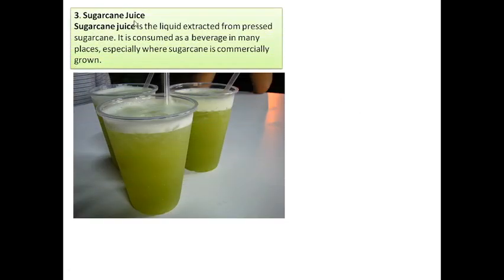And next is sugar cane juice. Sugar cane juice is the liquid extract which we get from pressing the sugar cane. It's consumed as a beverage in the tropical areas. So it's green in color. Here's the sugar cane juice.